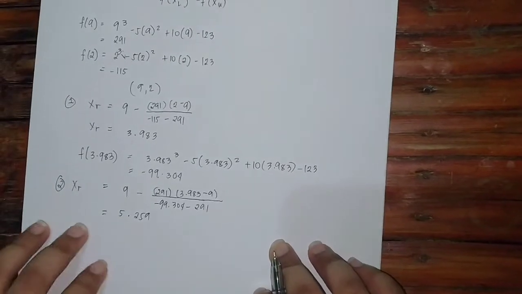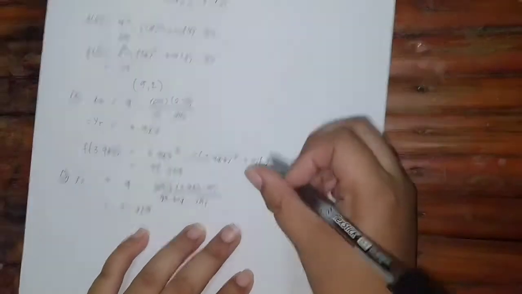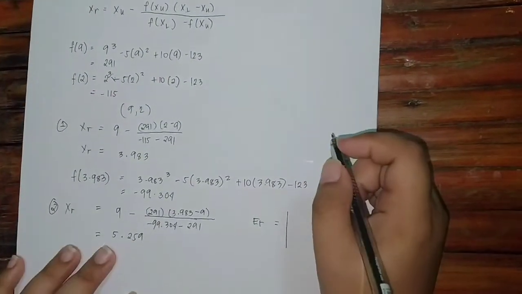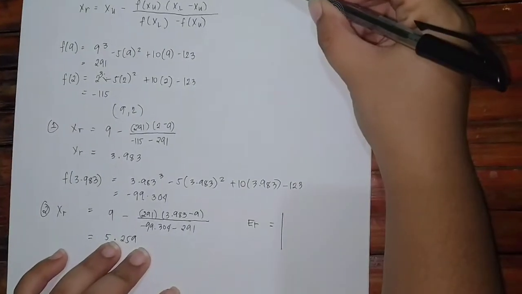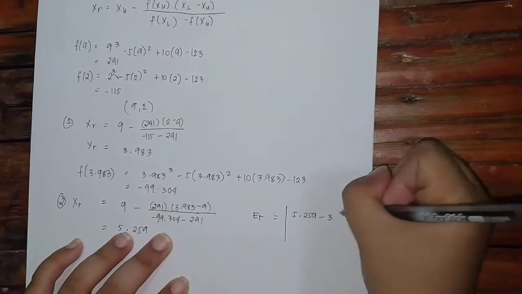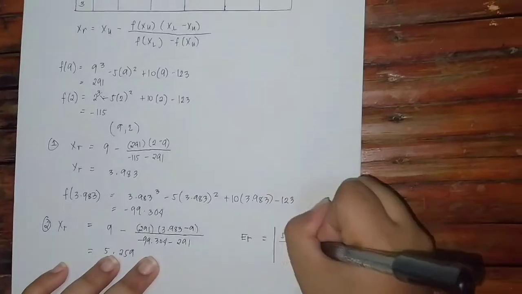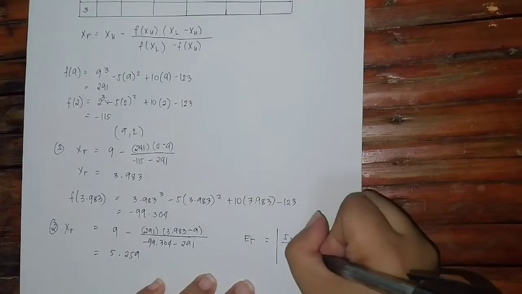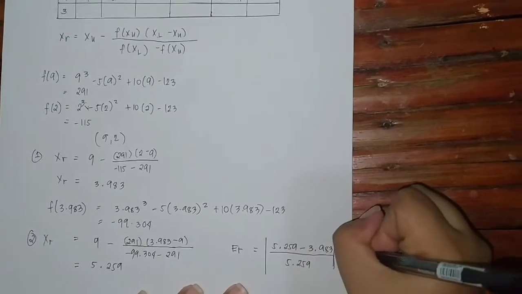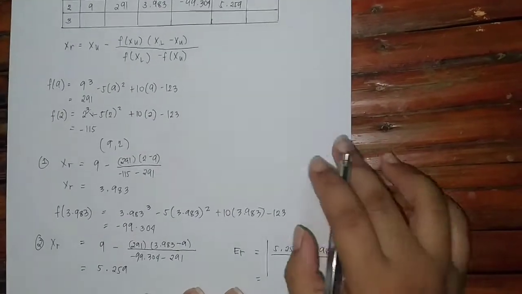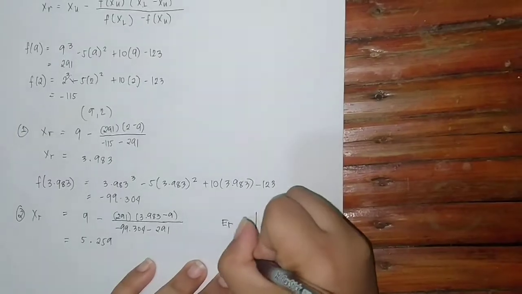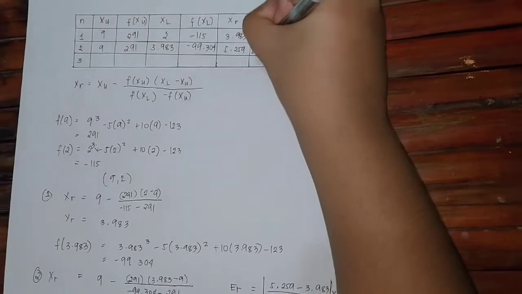To calculate the relative error for the second iteration, here ER is equal to the absolute value of the new x of r, which is 5.259, minus the previous x of r, which is 3.983, over the new x of r, 5.259, multiplied by 100%, which will give us 24.26% as calculated. So here we'll put 24.26%.